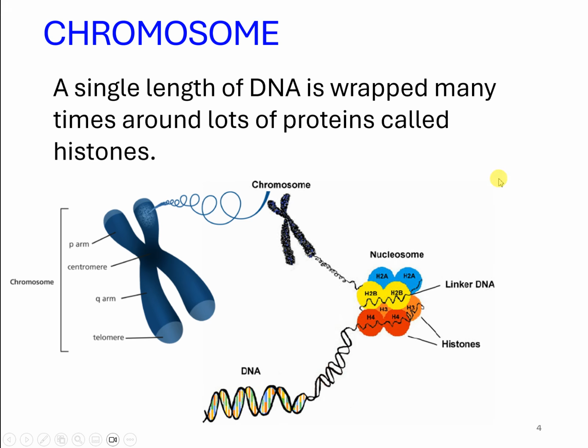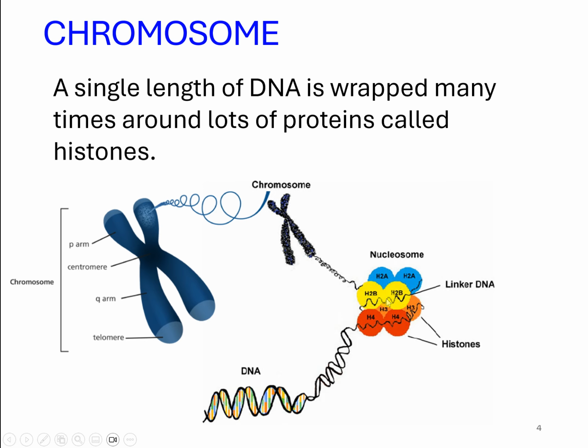So here we can see that we have a chromosome, and if I am asked what a chromosome is, a chromosome is actually a single length of DNA that is wrapped many times around lots of protein. Now we are going to talk about what proteins are present in this chromosome.